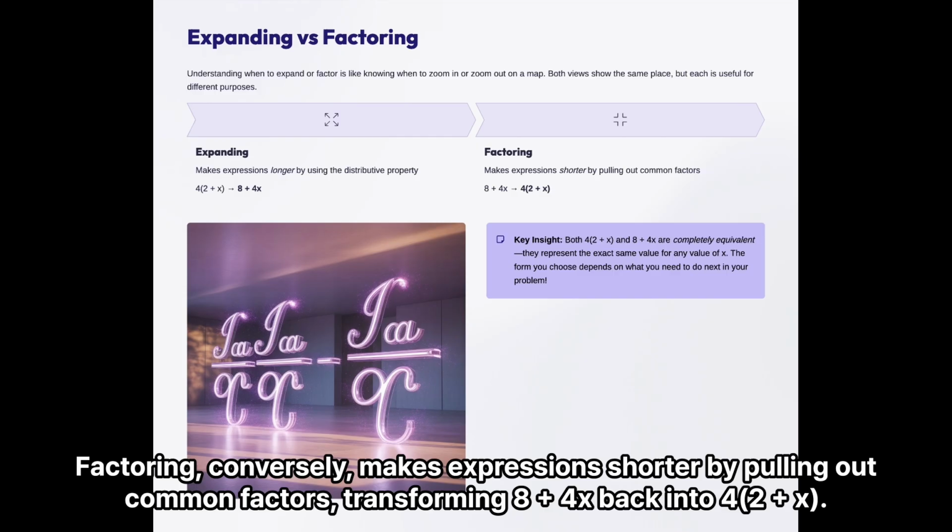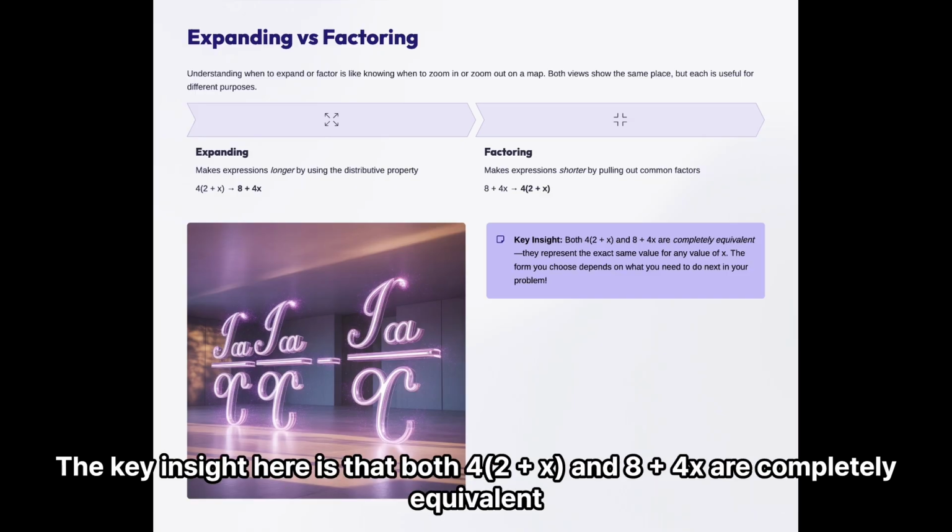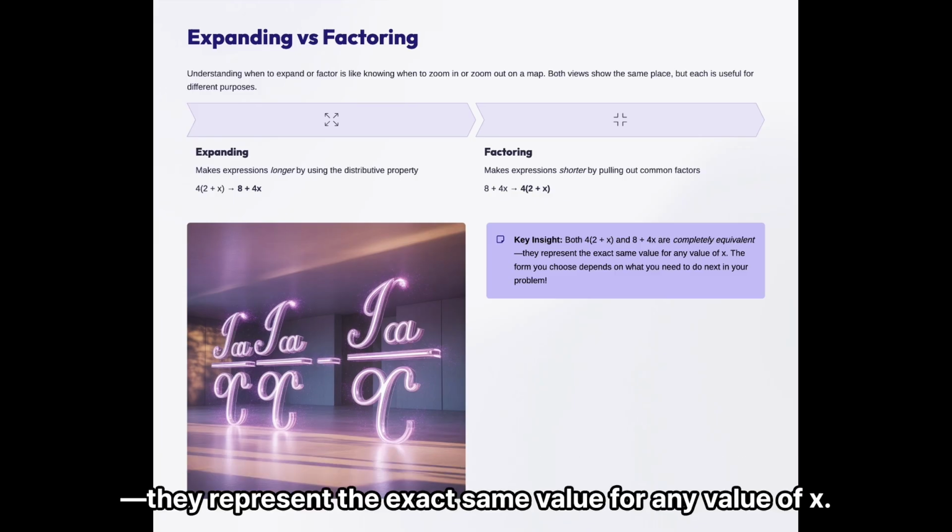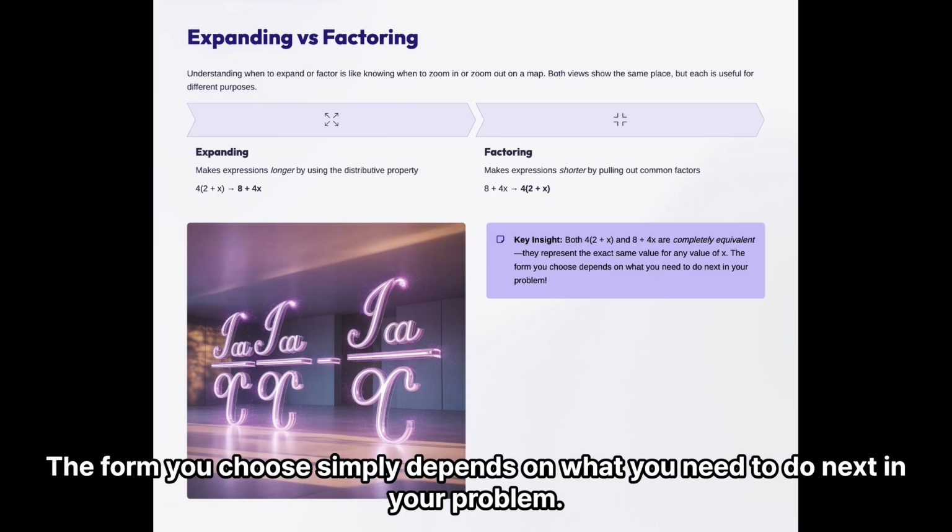Factoring, conversely, makes expressions shorter by pulling out common factors, transforming 8 plus 4x back into 4 times 2 plus x. The key insight here is that both 4 times 2 plus x and 8 plus 4x are completely equivalent. They represent the exact same value for any value of x. The form you choose simply depends on what you need to do next in your problem.